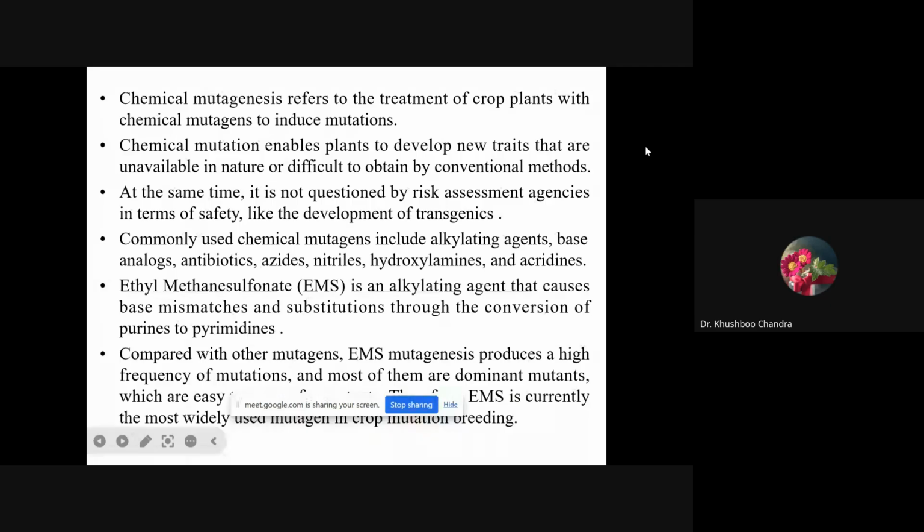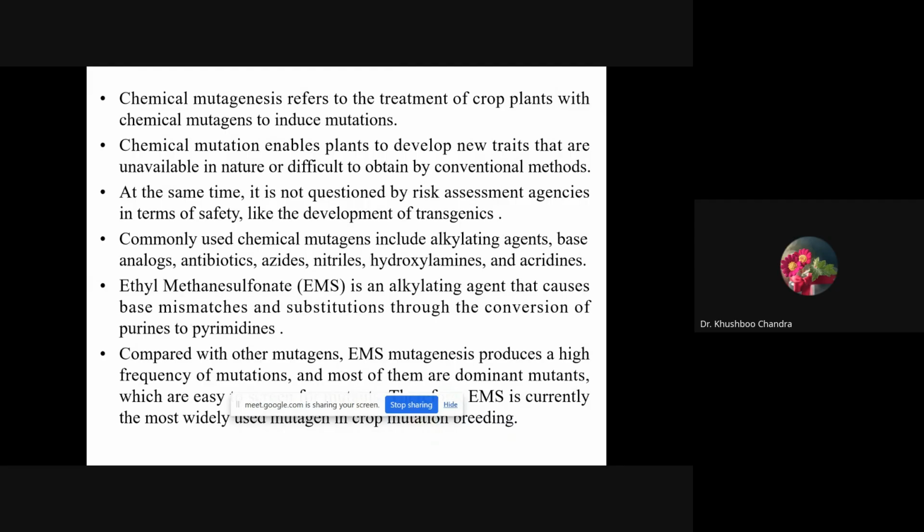So, apart from physical mutagenesis, the major and more accurate, precise variations due to mutation are visualized only in the case of chemical mutagenesis, and especially ethyl methyl sulfonate. This shows substitution, meaning changes in your base pair. This shows a conversion, mainly converting purines to pyrimidines, and this mutagen EMS has more tendency, more frequency to create a larger number of mutants, and that too dominant mutants.